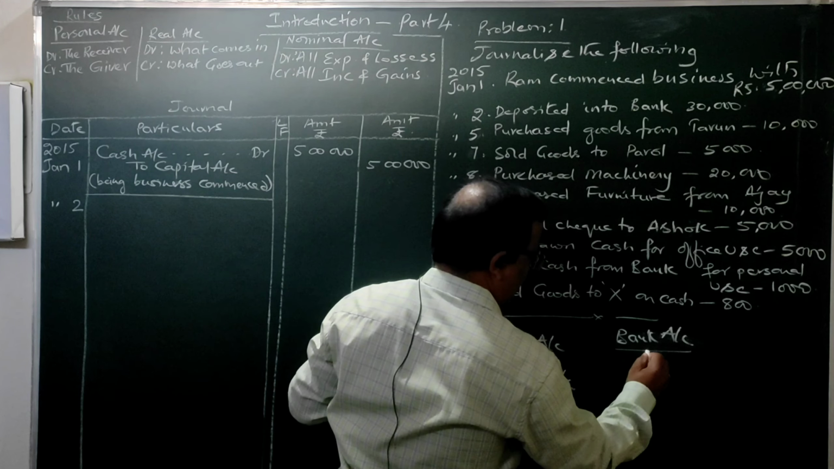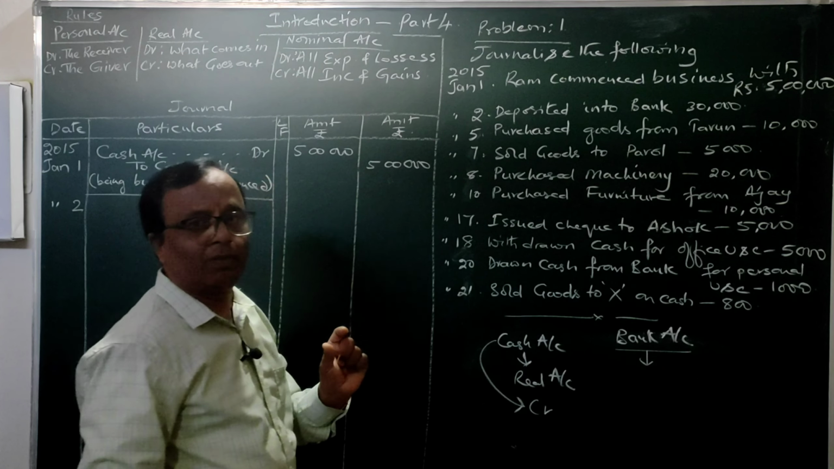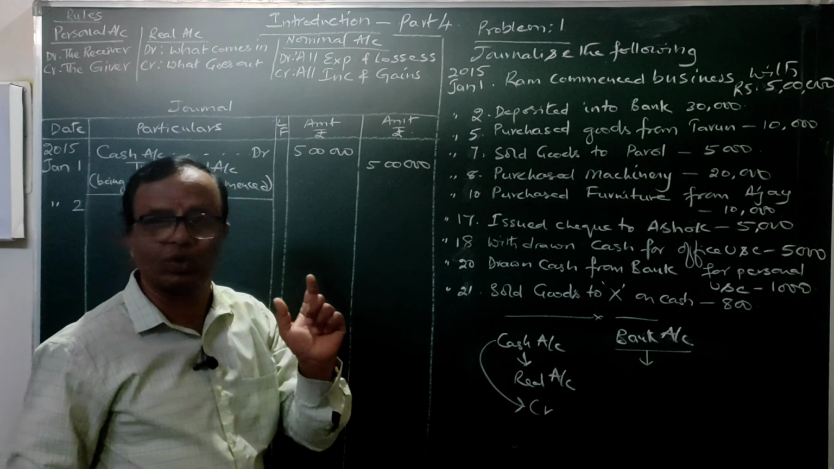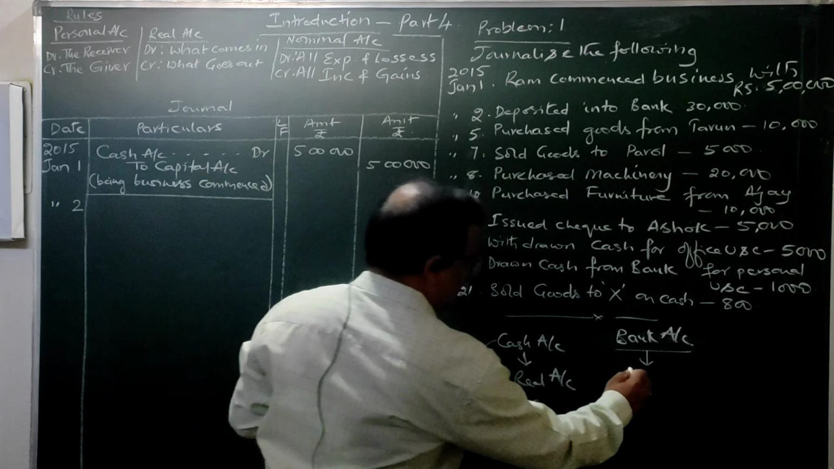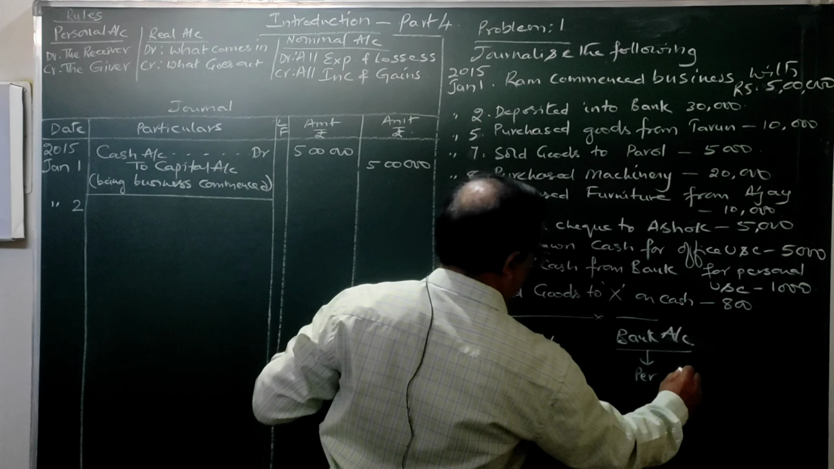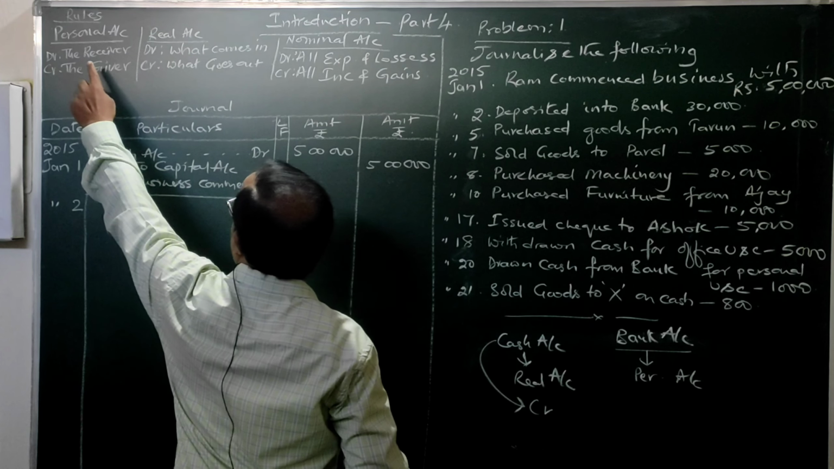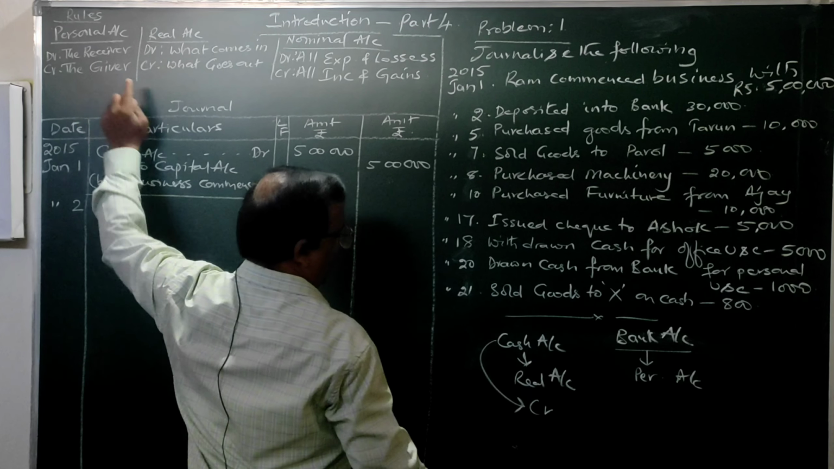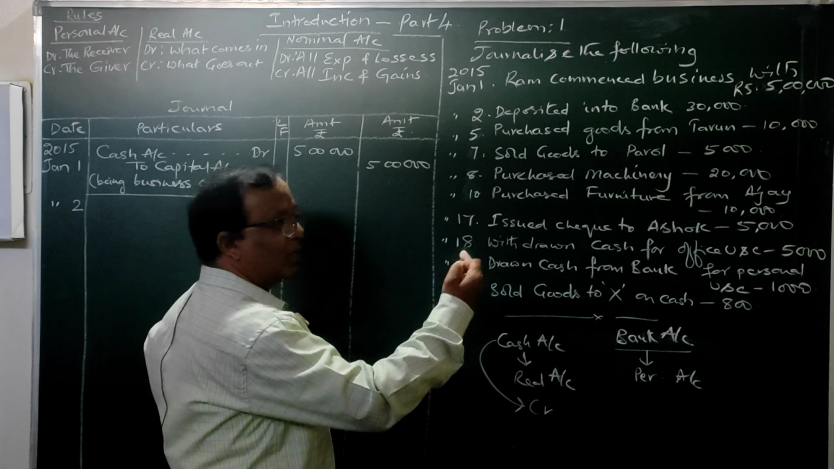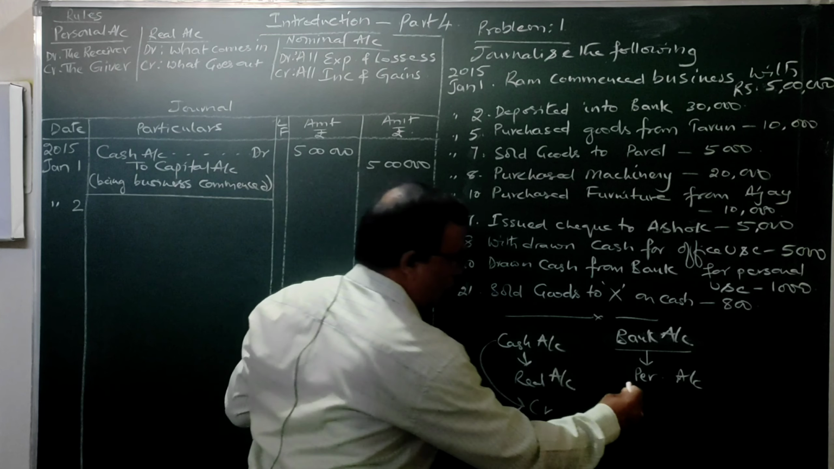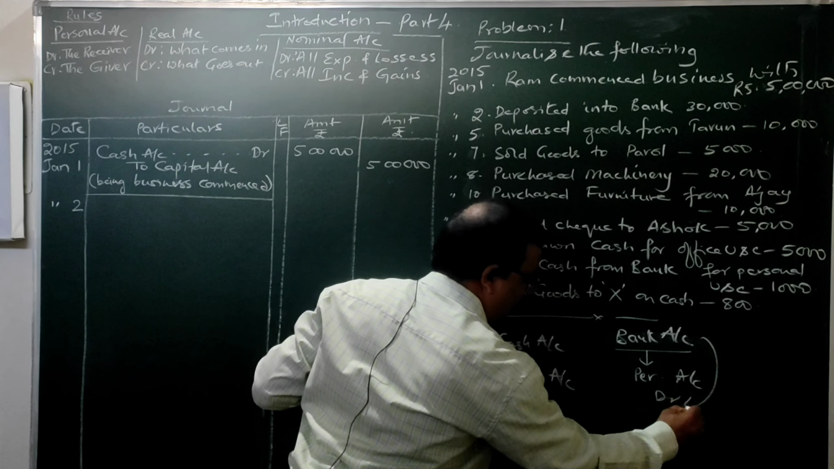Now bank account, check it. Bank account is the name of one particular bank. Bank is an institution, so it is a personal account. When it is a personal account, the rule of personal account, what it says, debit the receiver, credit the giver. In this transaction, when cash is deposited to the bank, banker is receiving. So we should debit bank account.